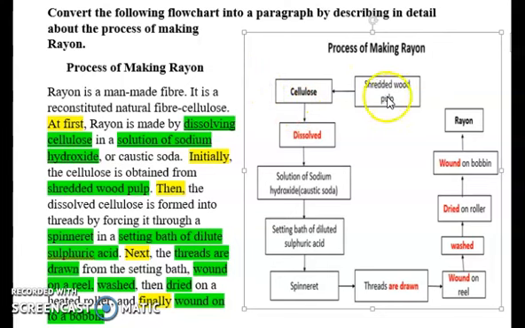It starts from shredded wood pulp, and the arrow shows that it moves towards cellulose, and then on to dissolved, and look at the direction here, and it moves here, and it ends with the rayon that is wound on a bobbin, and finally rayon. So if you convert a picture into a paragraph, make sure that you understand the picture first. Have a look at the verbs used and the process.